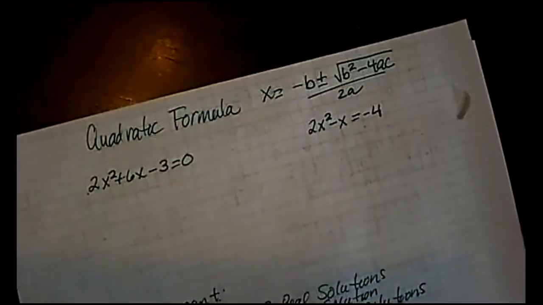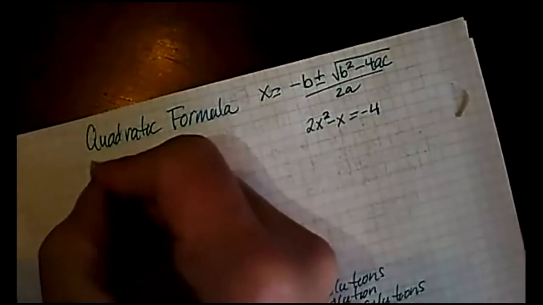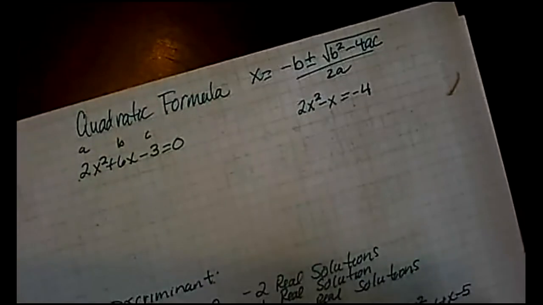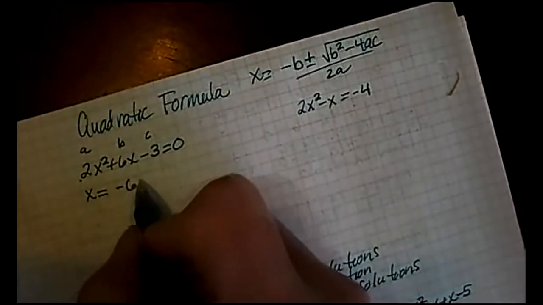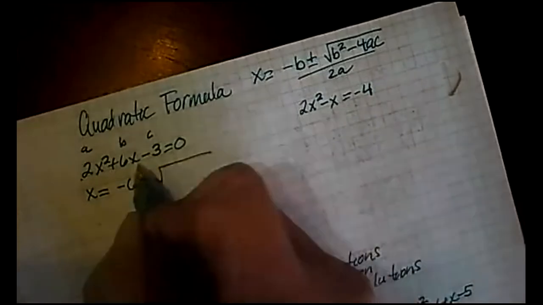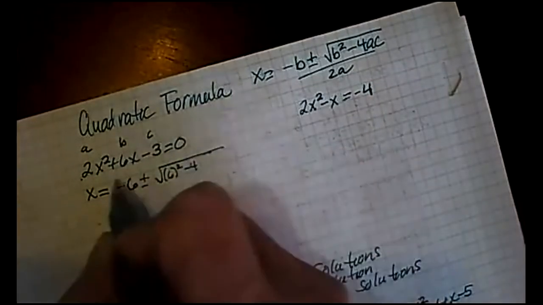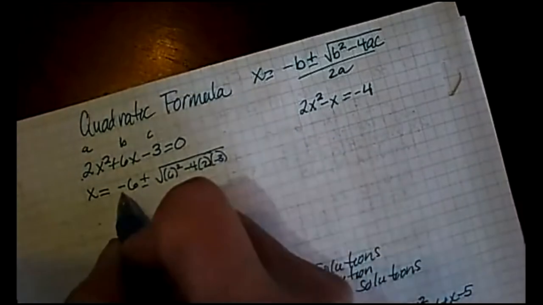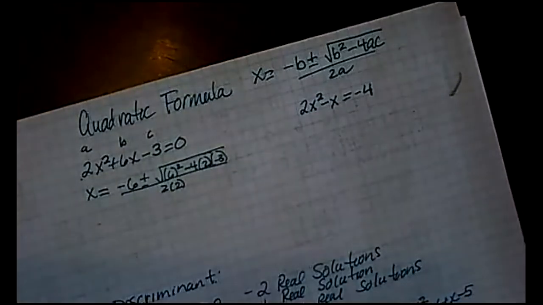First thing that's important is that you have everything on the same side of the equal sign, otherwise your signs are going to be off. Then all we do is fill it in. So x equals negative b, plus or minus the square root of b squared, so 6 squared, minus 4 times a, which is 2, times c, which is negative 3, all over 2 times a.